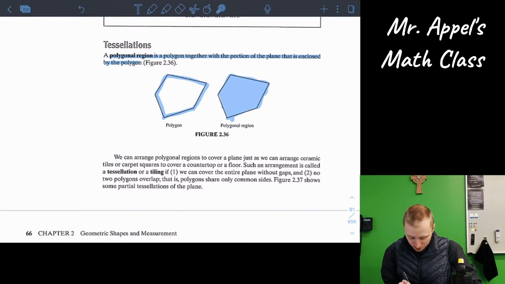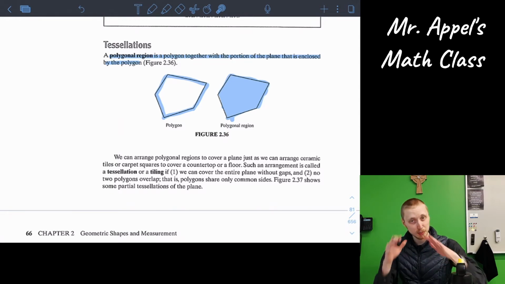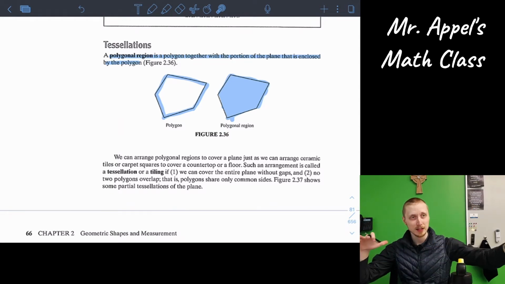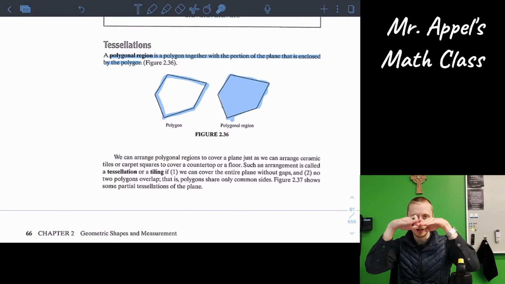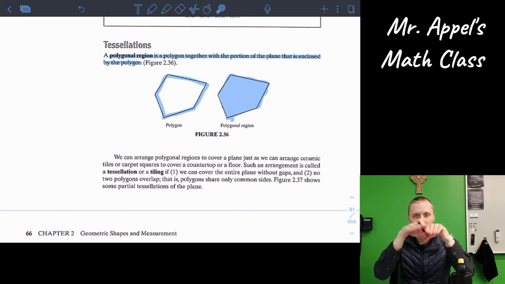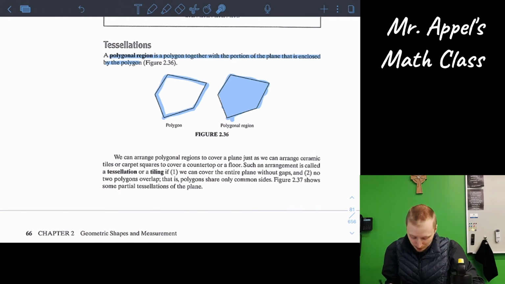Figure 237 shows some partial tessellations of the plane. Notice, technically we will always have partial tessellations. The plane, a true plane, is infinite, so we have to assume you had infinite tiles. Could you lay the tiles down without any bumps, going over top of each other or leaving any gaps in between? So that's a good definition to have, right? Share common sides.